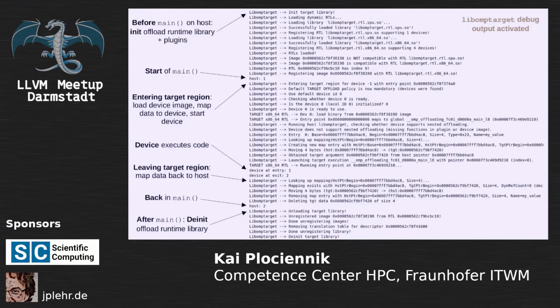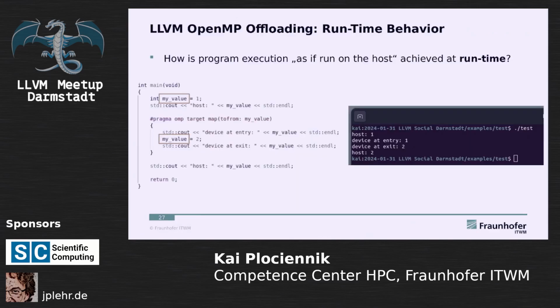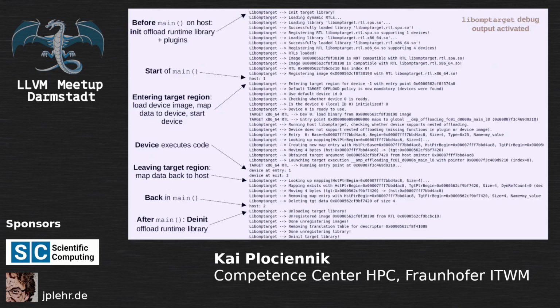Well, the host 1 output is done. And let's jump back. If you reach this OpenMP target map here, that's the place where you enter the target region, and there you see entering target region for device, and there's some data mapping going on. You can see how the myValue variable is mapped to the device, and then you finally see the execution of the device code here. When leaving the target region, data is mapped back to host. You are back in main, output host, and then some cleanup is done by deinitializing the offload runtime library, and that's what happens behind the scenes.